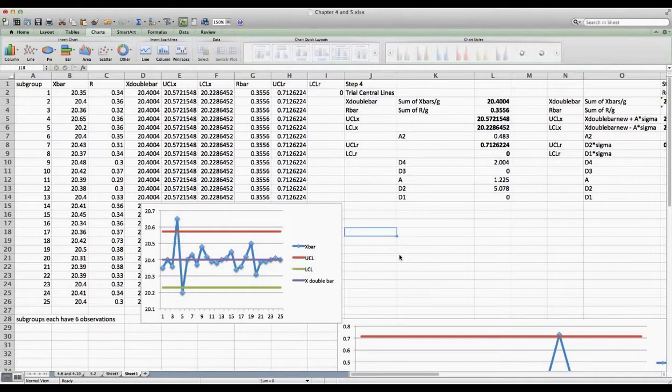I want to show you if we were to put this revised X-bar chart next to the trial X-bar chart, what you would see was this red line actually moved down a little bit and it was visible, and this green line moved up a little bit. So there you have it. Those are the steps to construct a trial control chart and a revised control chart. We're done.